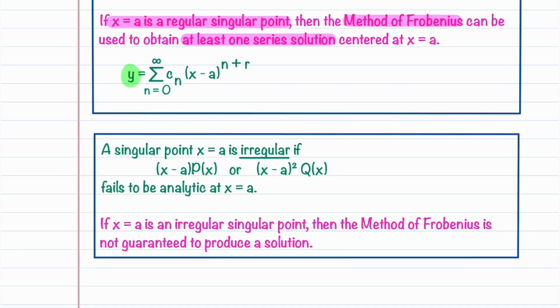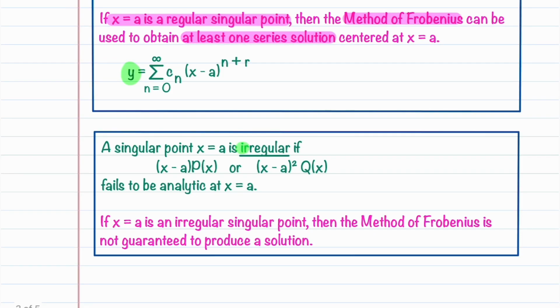A singular point x is equal to a is irregular if x minus a times p of x, or the quantity x minus a squared times q of x, fails to be analytic at x is equal to a. If x is equal to a is an irregular singular point, then the method of Frobenius is not guaranteed to produce a solution. I'll go over all of that in my next video.